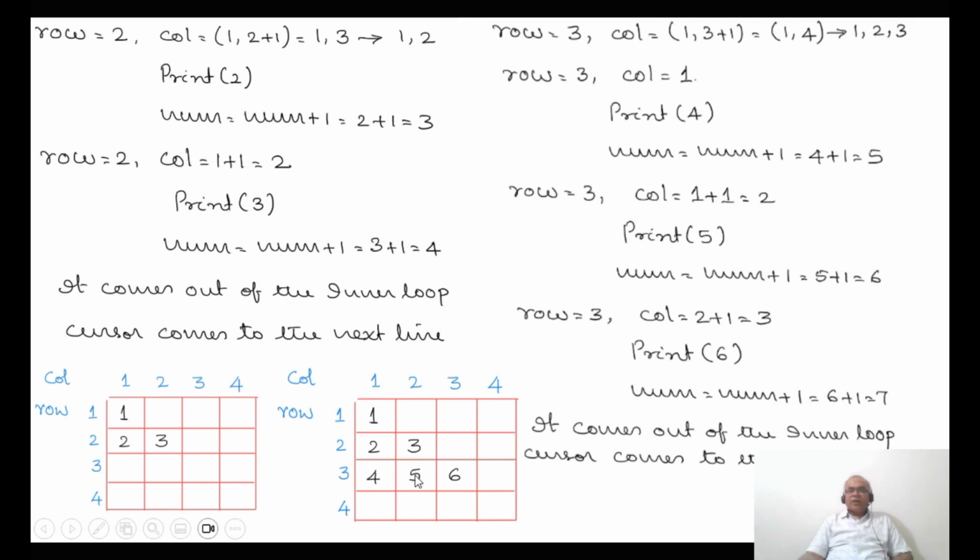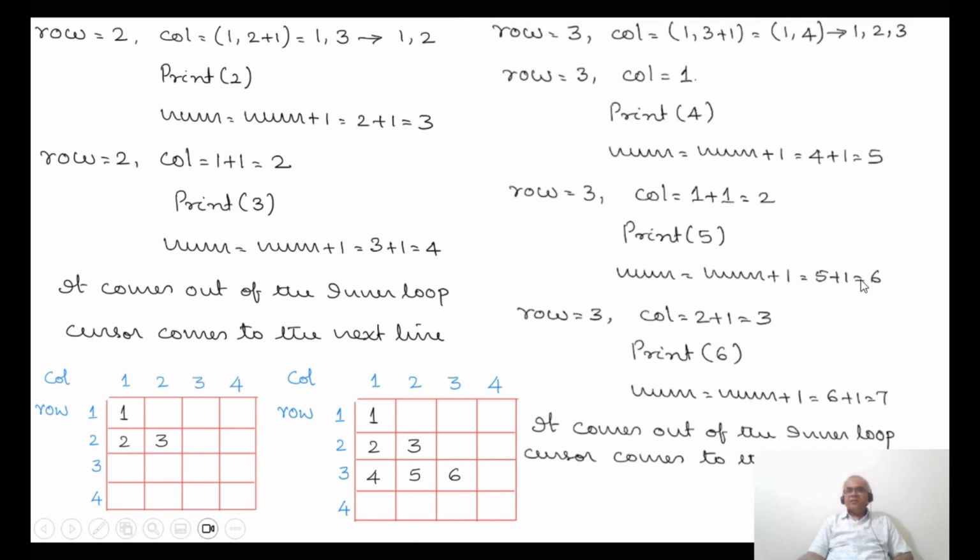Then it increments by 1. It becomes 5. Then the column is incremented by 1. So 1 plus 1 it becomes 2. Then print that column. 2 is within 4? Yes. So print that value, which is 5. Print now 5. Then it increments 1 more. 5 plus 1 it becomes 6.